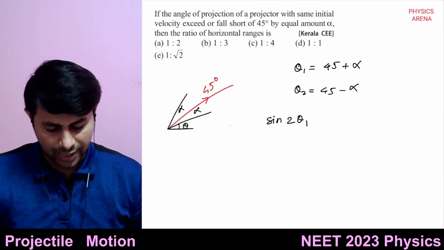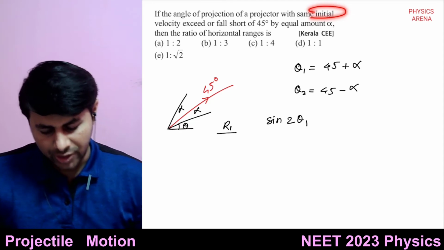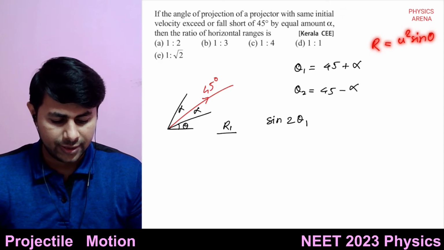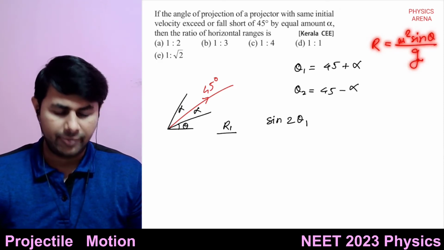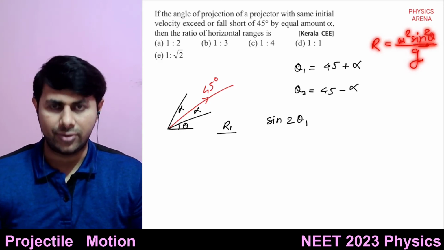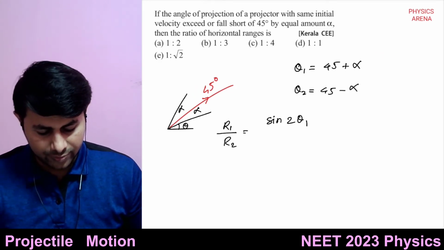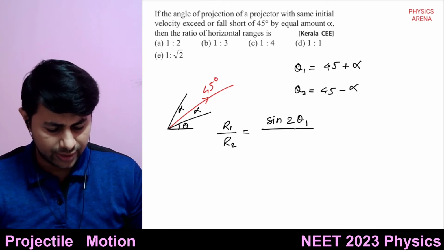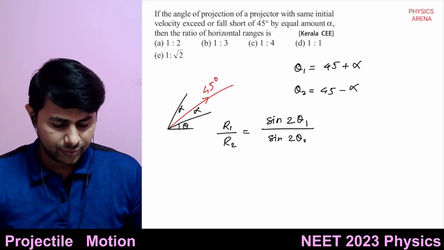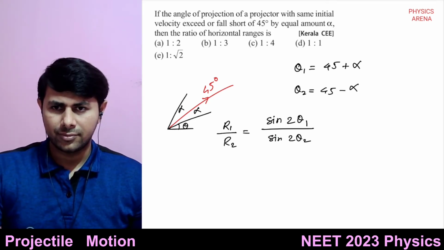R1 to R2, because they are projected with the same initial velocity. R is equal to u square sine 2 theta divided by g. u is same, g is same, so it depends on theta only. So R1 upon R2 is sine 2 theta 1 upon sine 2 theta 2. Can I write this? Yes, sir.